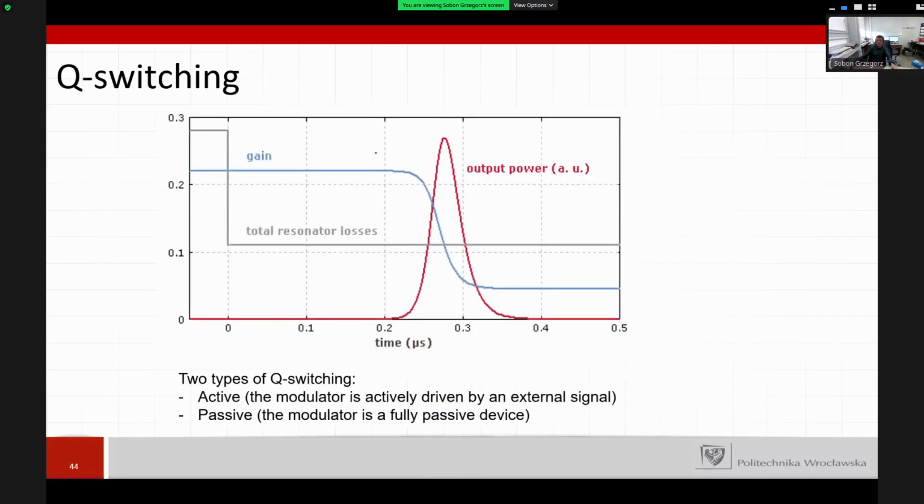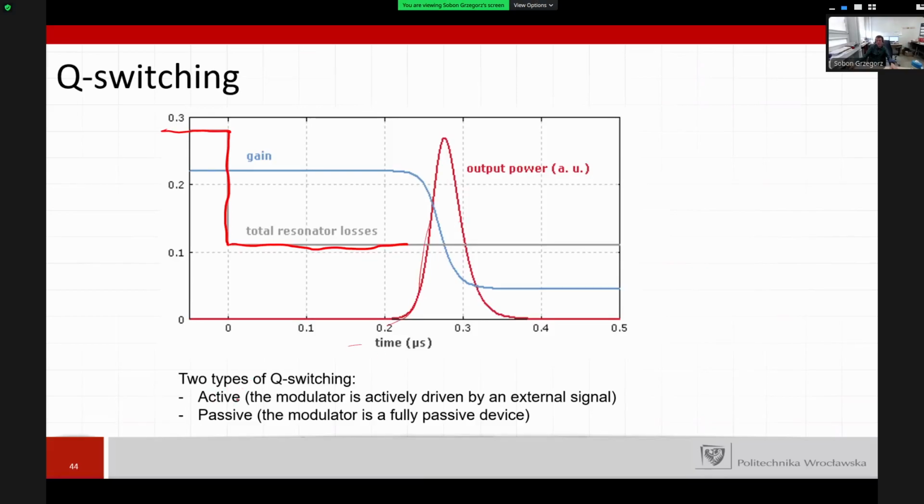So the dynamics looks like that. Again, at the beginning we have the losses higher than the gain, okay? But then we turn on the modulator, so it becomes transparent. So we have fewer losses. And after some time with fewer losses, the pulse is released.